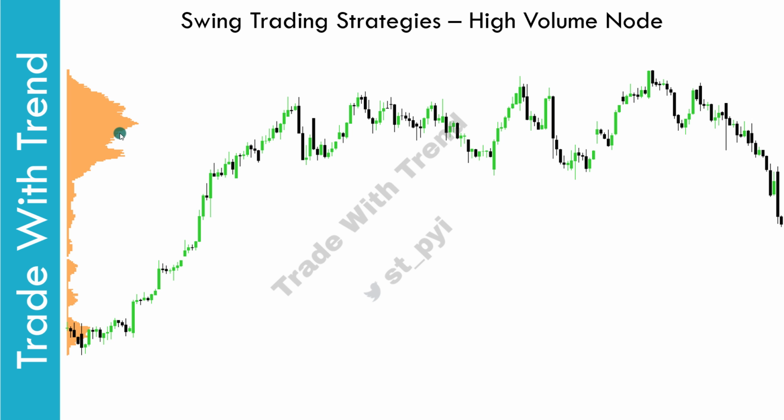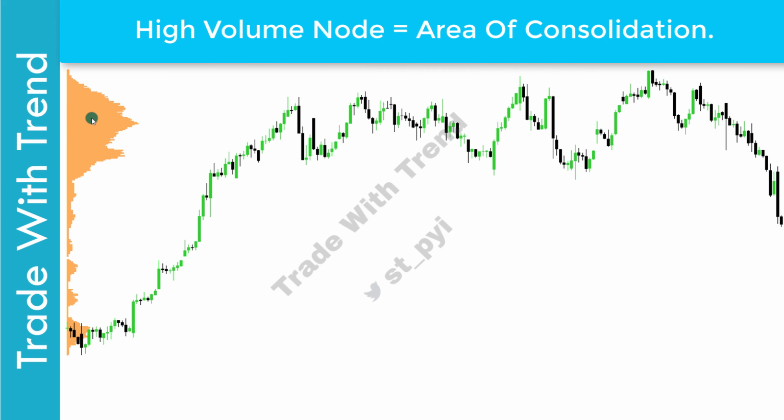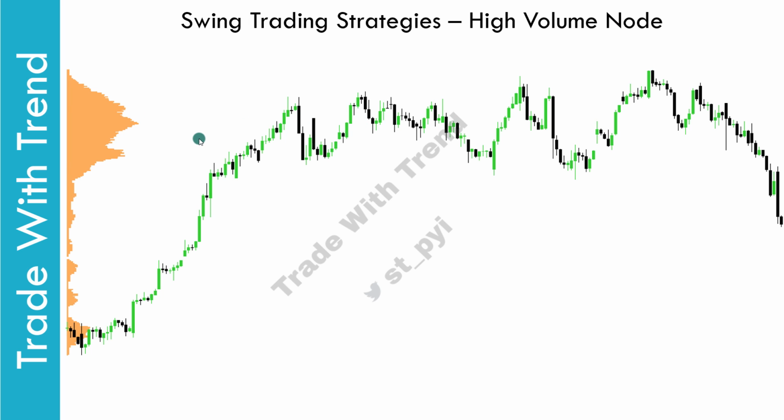So let me now come to the concept of high volume node and low volume node. High volume node represents areas on profile where heavy trading activity took place between buyers and sellers, and generally this will be a price level or a region where market gets stuck around and a range usually forms. Now, price moves into and out of these areas are slower as market digests the trading volume and the demand and supply created by traders.